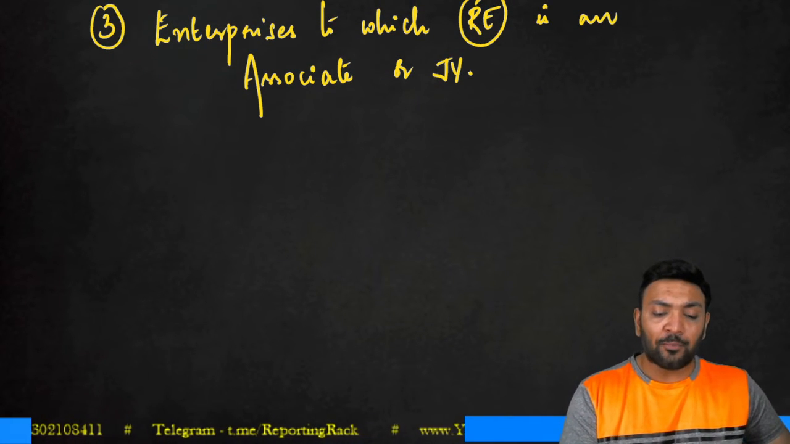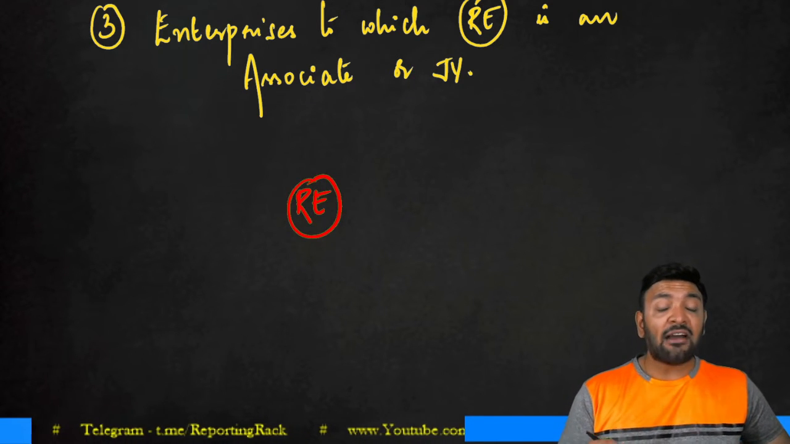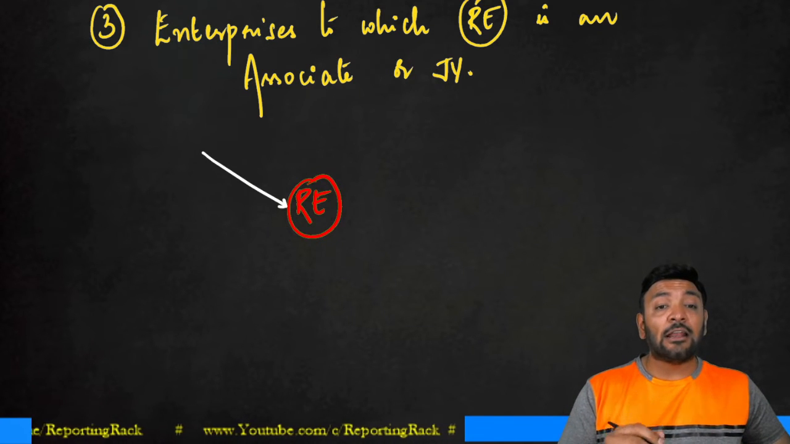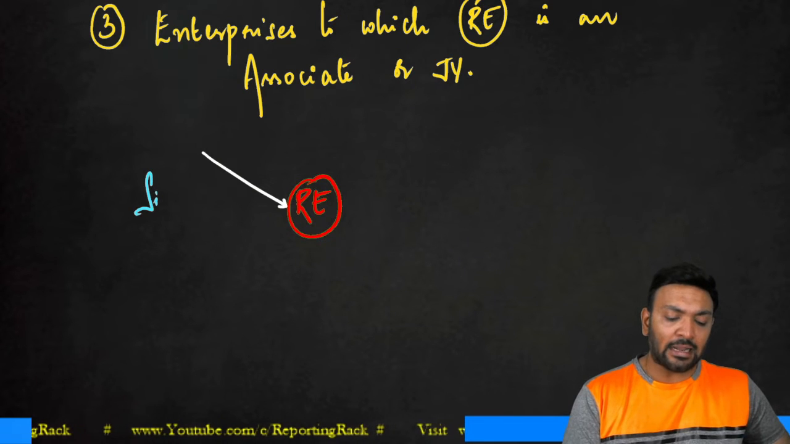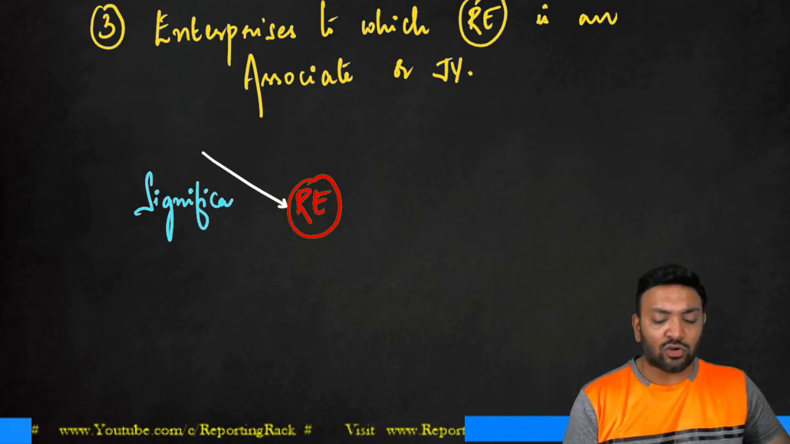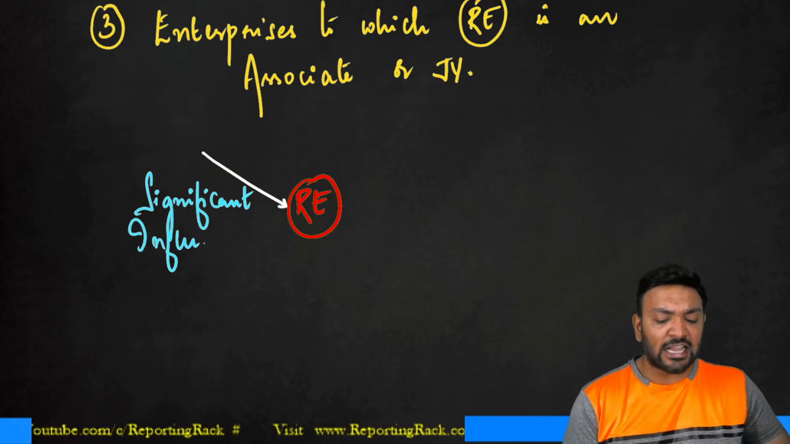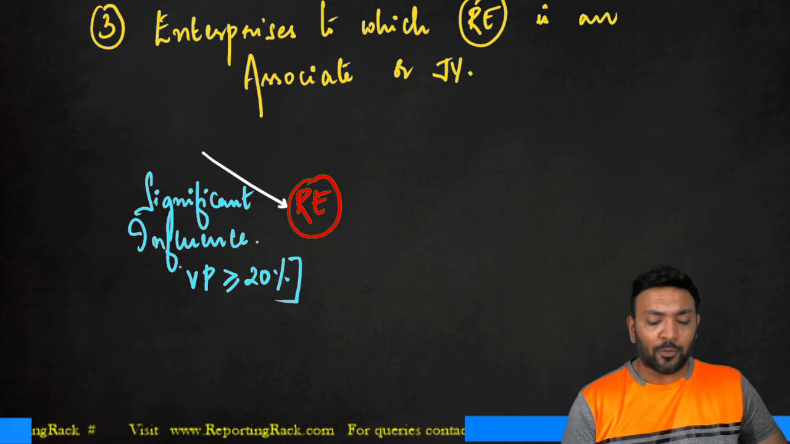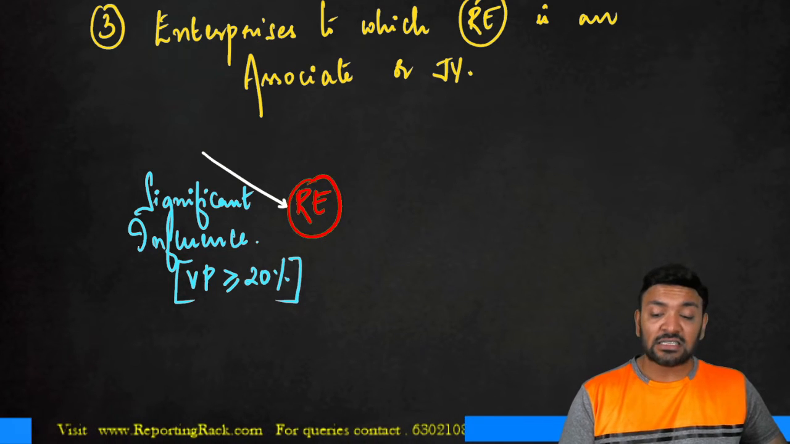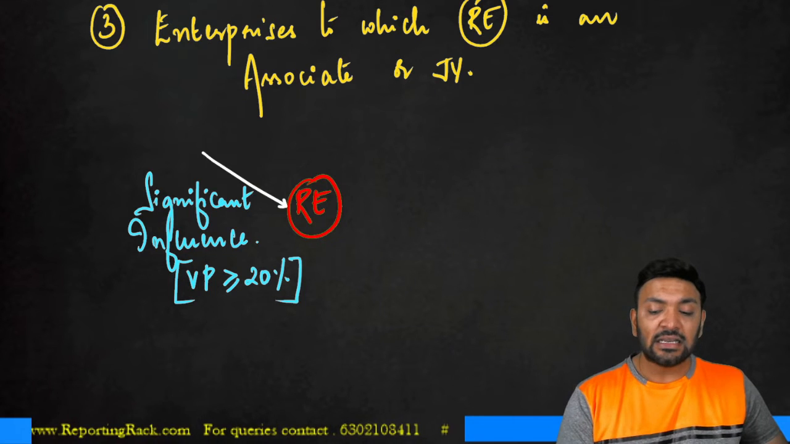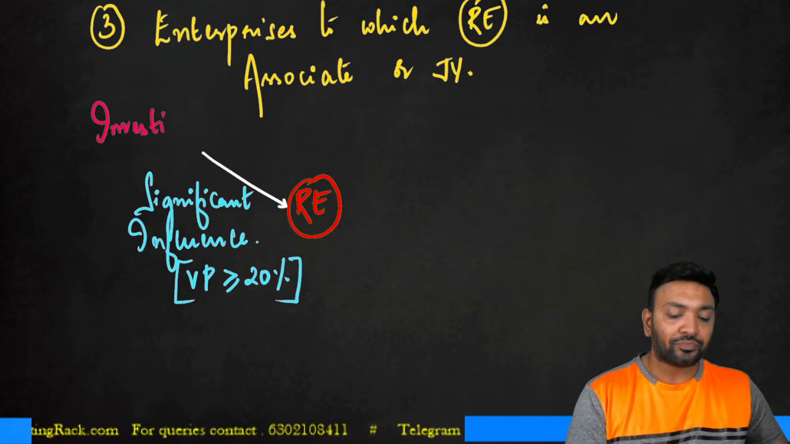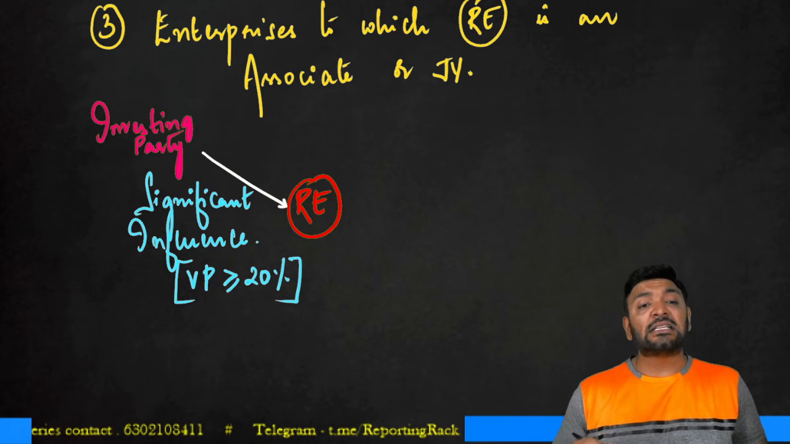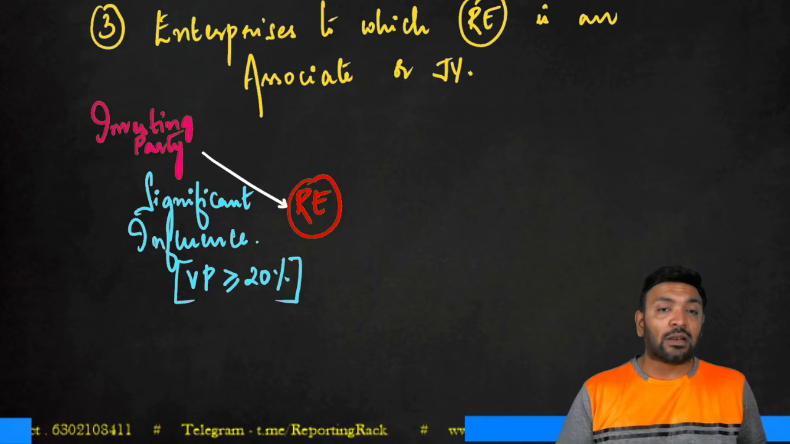That means I have a reporting enterprise, RE. I have another enterprise which significantly influences the reporting enterprise. Another enterprise has a significant influence over the reporting enterprise. When do you say that they have a significant influence over the reporting enterprise? Only if they have a voting power of at least 20% in the reporting enterprise. These parties or enterprises are called the investing party. If an investing party has a significant influence over the reporting enterprise, then such an investing party should be considered a related party to the reporting enterprise.